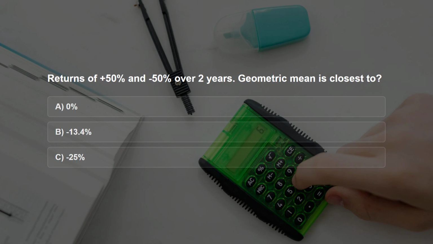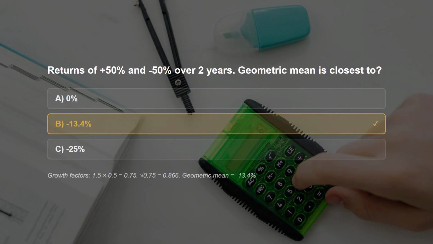The growth factors are 1.5 and 0.5. Multiply them, 0.75. Take the square root, 0.866. Subtract 1, minus 0.134, or minus 13.4%. Why not C? Minus 25% would be the total loss divided by 2 years linearly, but that ignores compounding. The geometric mean correctly accounts for the multiplicative nature of returns.